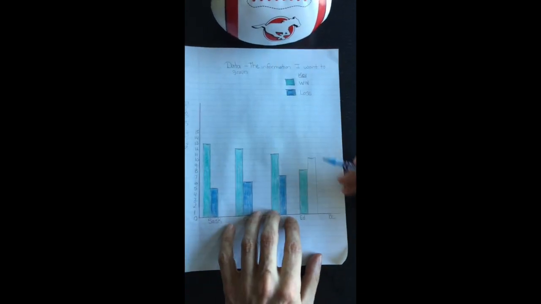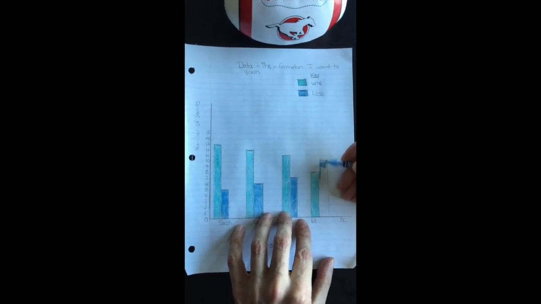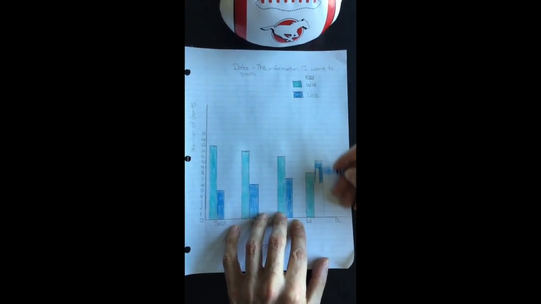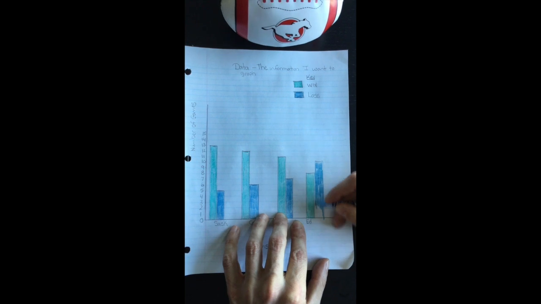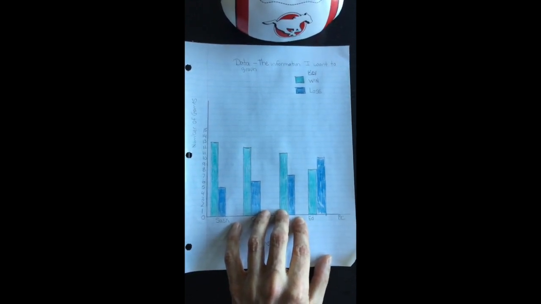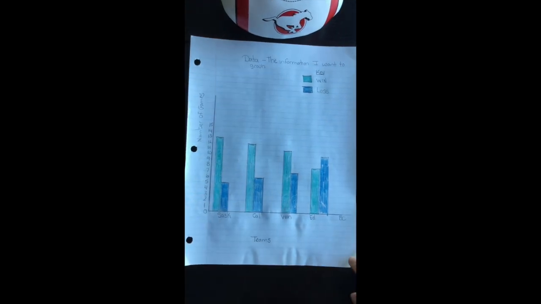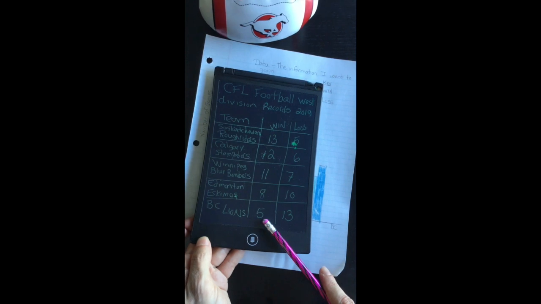And then I would need to color it in with my color that represents a loss. So there we go. So I'm going to color that in blue. All right, not quite as neat as the earlier ones, but I would come back and finish that off to make it look better later. And that leaves us with our friends, the BC Lions, who didn't do very well this year. So here we see they had 5 wins and 13 losses.